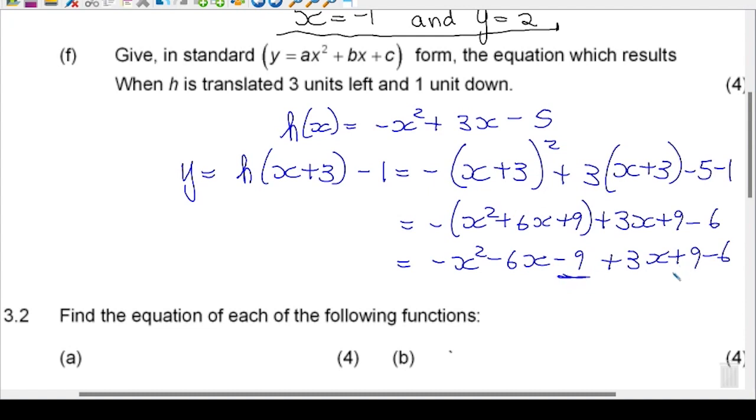What happens here is that the negative 9 and the 9s cancel. We get our final answer of negative x squared minus 3x minus 6.